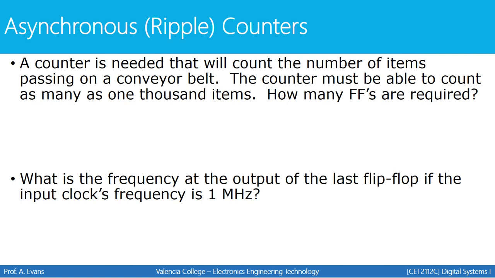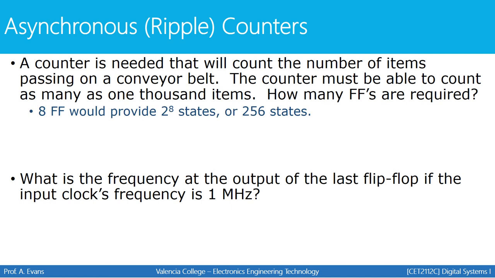So, if you weren't sure how to attack this problem, one method would have been guess and check. So let's just say as an example, I take a guess. Let's say that I'm gonna make a counter with 8 flip-flops. If I'm gonna make a counter with 8 flip-flops, what could that count up to? That would be dependent on the number of states. Number of states meaning the mod number.